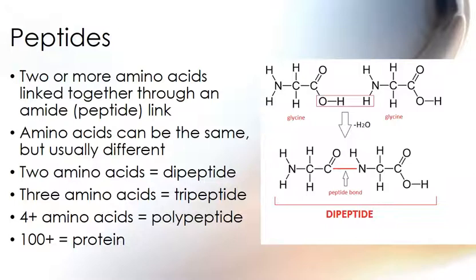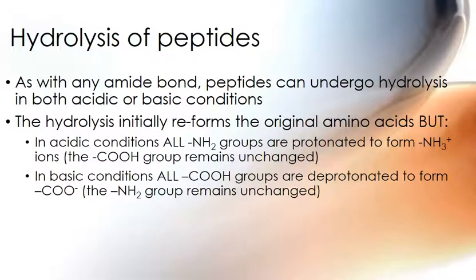The other thing that very commonly comes up is about the hydrolysis of peptides. Now, peptides, remember, are basically just amides. Complicated looking amides, but still amides. So, as with any amide bond, you can hydrolyze it in either acidic or basic conditions. And if you're not familiar with hydrolysis, please go back and check out my hydrolysis video. So, when you hydrolyze a peptide, you get your original amino acids back. But, and this is the important thing, you have to do this in either acidic or basic conditions.